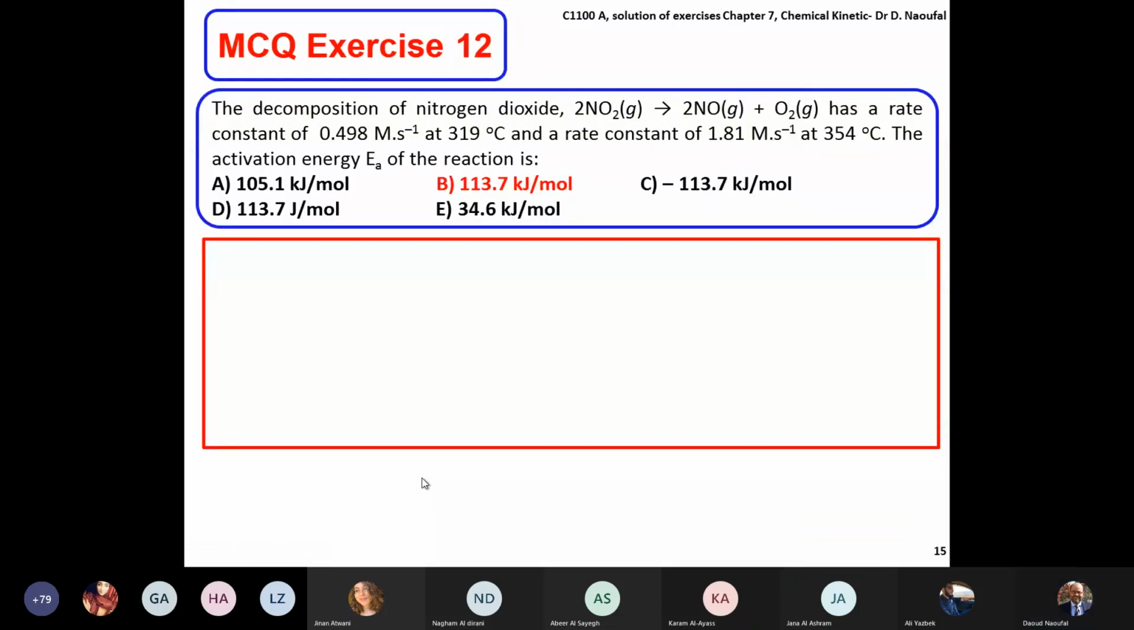Exercise 12. The decomposition of nitrogen dioxide to NO gas and O2 gas has a rate constant of 0.498 M^-1 s^-1 at a temperature of 319 degrees, and another rate constant at a temperature of 354 degrees.